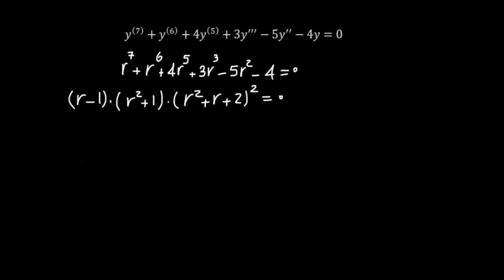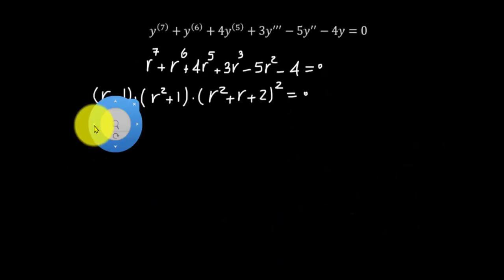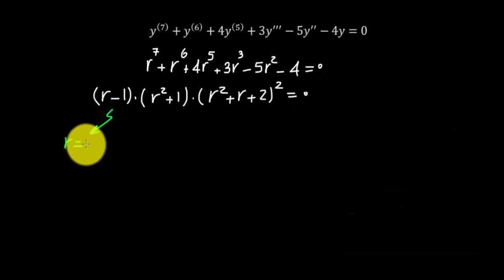Once you factor, you will focus on each of the parentheses. The first parenthesis is r minus 1. So if you set that equal to 0, that gives you r equals 1. So it is a real number. There is no imaginary part. And this multiplicity is 1. It's a simple root because the power of the parenthesis is 1.